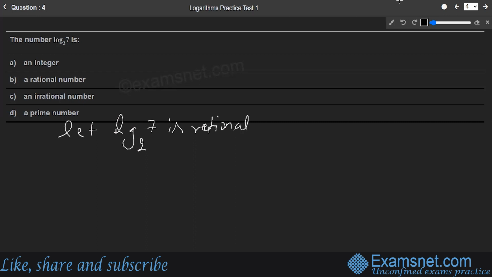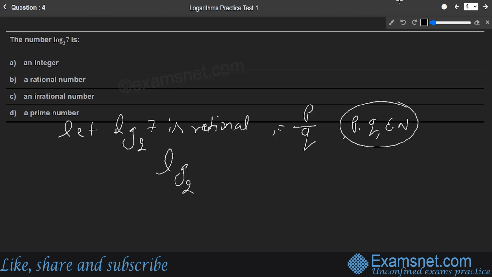So what is the definition of a rational number? A rational number is a number which can be expressed in the form p by q, where p and q both belong to the natural numbers. If log base 2 of 7 can be expressed as p by q, with p and q both natural numbers, then this is how things can be related. So if log base 2 of 7 is written as p by q, we need to convert this further.